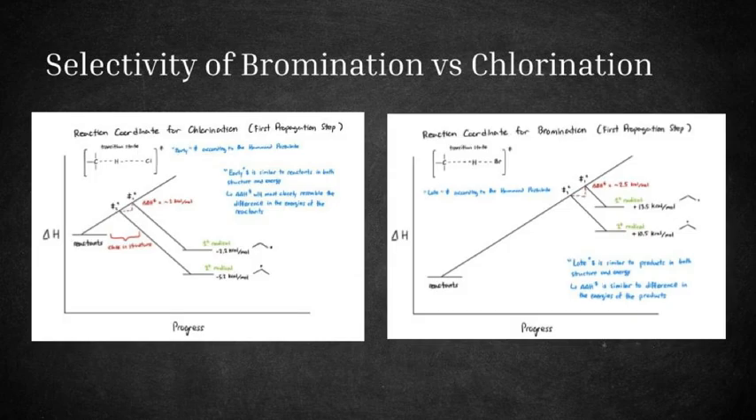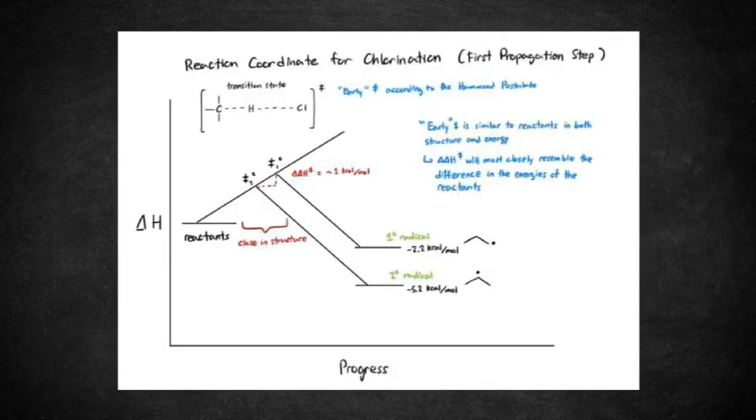The following reaction coordinate diagrams represent the hydrogen atom abstraction step for the formation of both possible radical products in chlorination and bromination. While the relative energy differences in the radical products are the same in both reactions, these diagrams will help us visualize how the differences in transition state energies influence the overall selectivity of these reactions. In the reaction coordinate diagram of the first propagation step in chlorination, we see that both the primary and the secondary radical products are lower in energy than the starting material, indicating that this is an exothermic reaction.